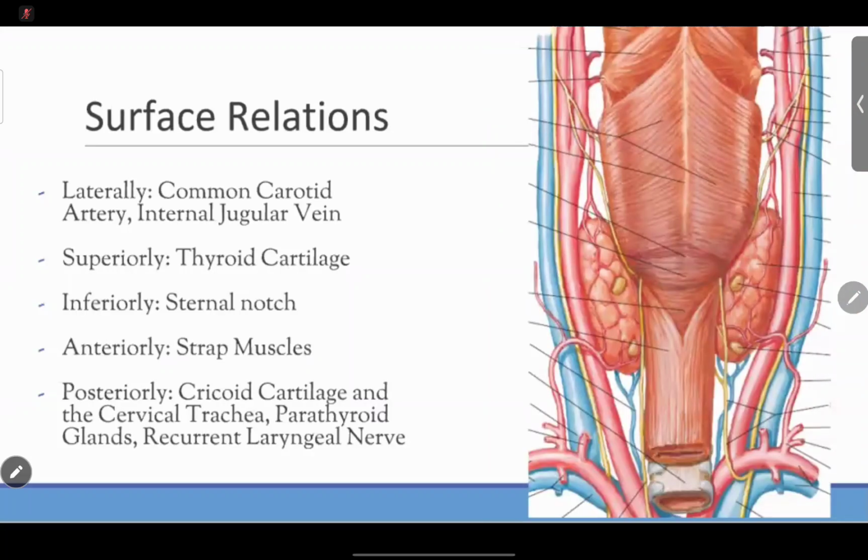So this is a posterior view of your pharynx and also your esophagus. It's like you're looking at it from the back. So this is your pharynx and this is your esophagus. Laterally would be your thyroid gland, the lateral posterior surface of your thyroid gland. Here you can see the brown structures. So this is your parathyroid gland.